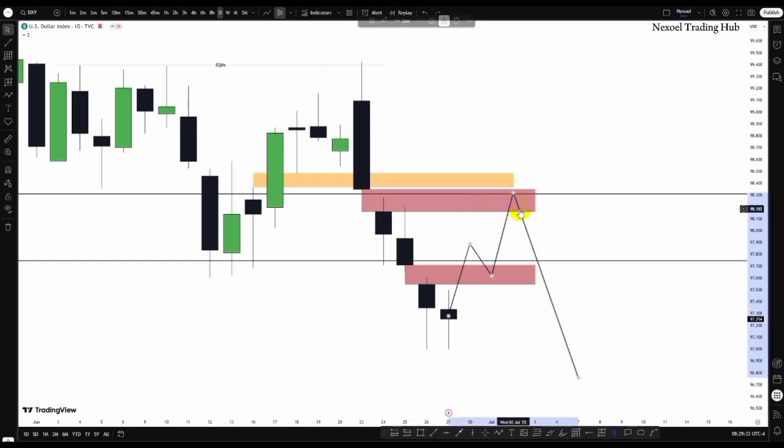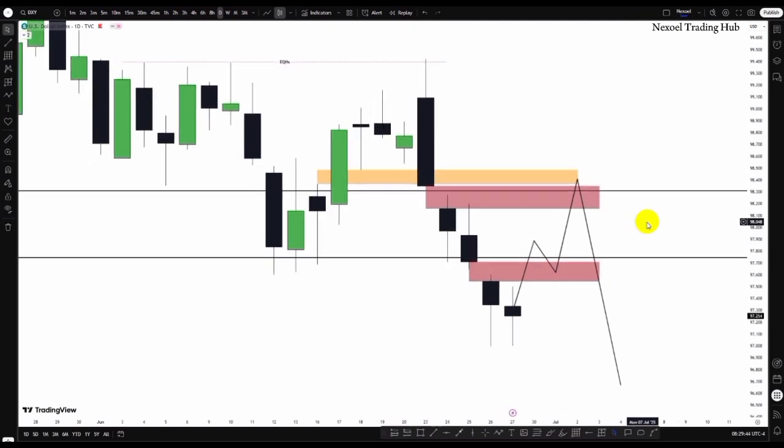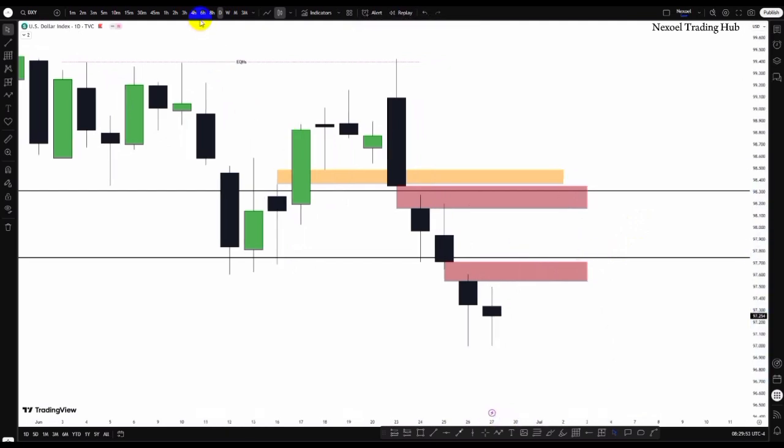So if price is going to trade more higher, we may see price wick into this inversion fair value gap to mitigate that, and then we have the bearish continuation to the downside. So basically, this is the narrative I'm showing us from the daily time frame. So let's check the 4-hour time frame to look at the narrative from the 4-hour time frame.